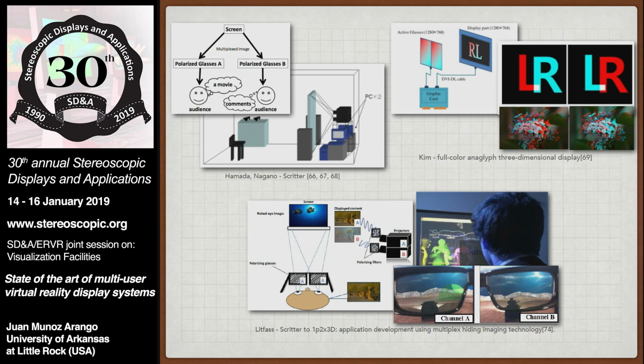Kim also proposes a system capable of displaying full-colored stereoscopic images with anaglyph filters, and by switching the colors, they can produce a full-colored image with the anaglyph approach. And finally, LiftFast works on a similar project based on Scritter for a karaoke machine to hide menus on the karaoke for some users and show the menus to other ones.